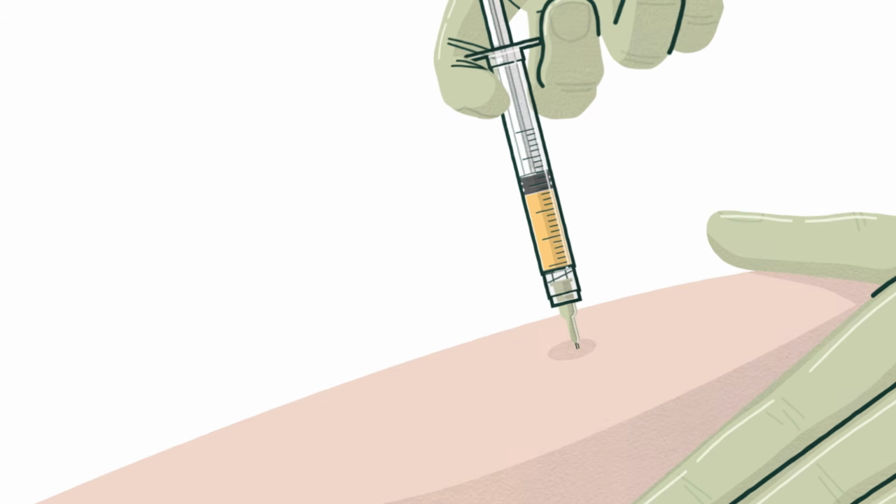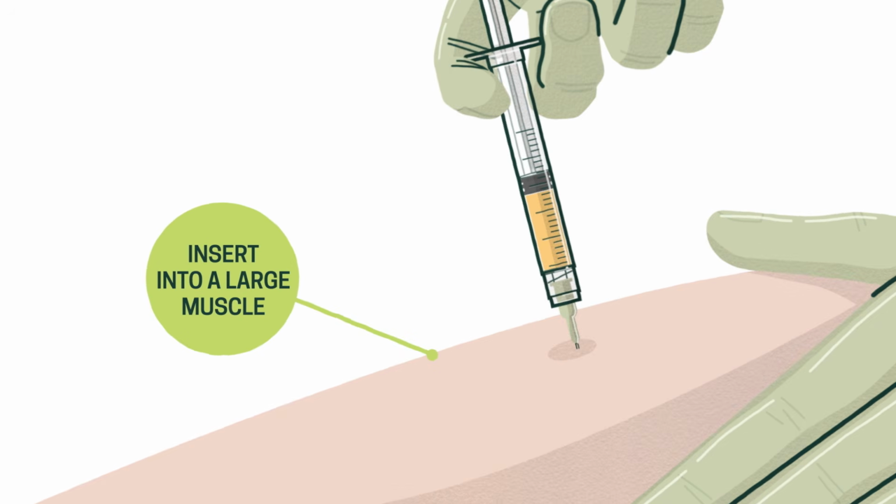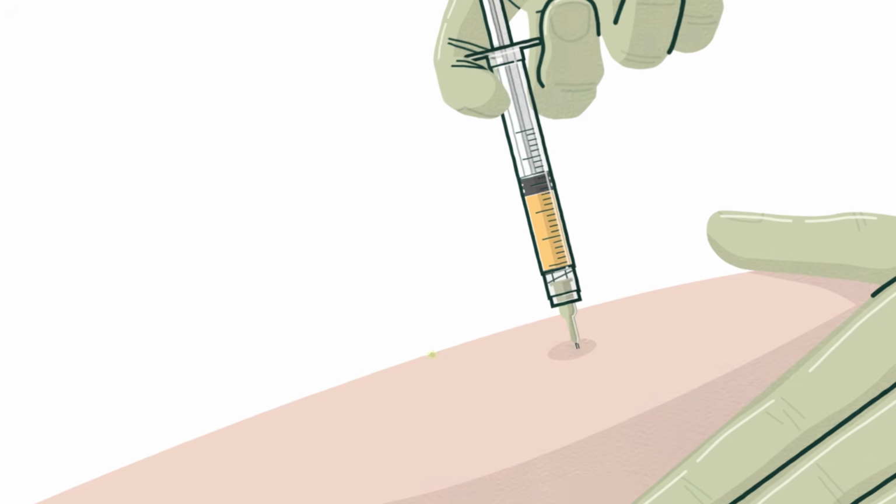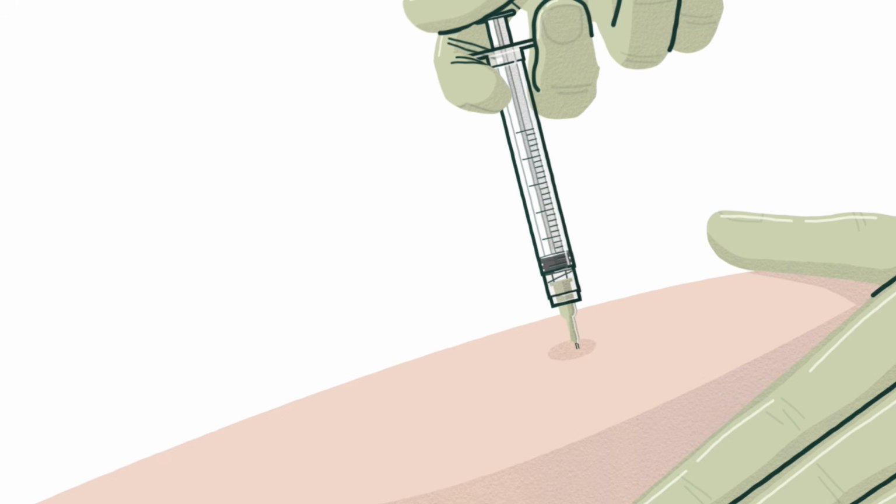Hold the syringe at a 90-degree angle and insert quickly into a large muscle, like the upper arm or thigh. Push the plunger all the way down to give all of the medicine. Gloved hands insert the syringe at a 90-degree angle into exposed skin. A diagram of a 90-degree angle appears alongside the syringe. The plunger is pushed down, and the dosage exits the syringe into the skin.